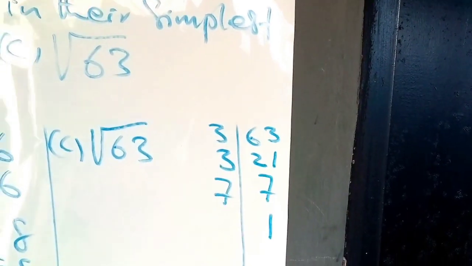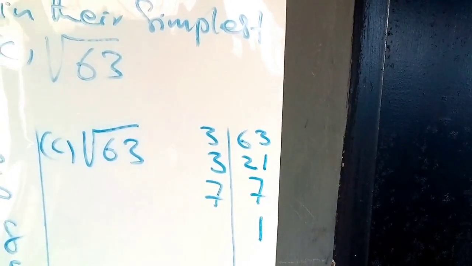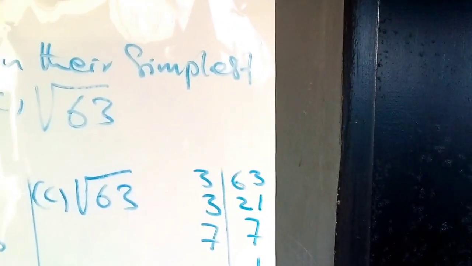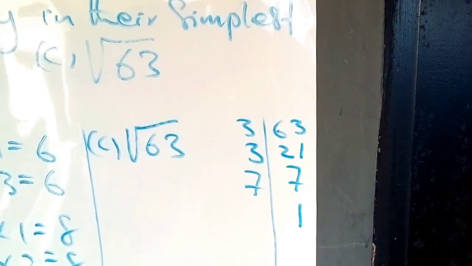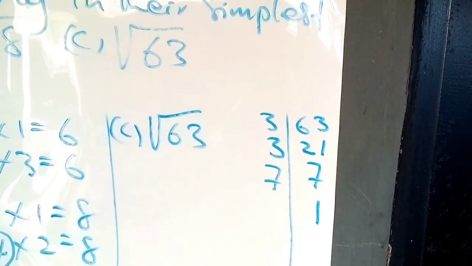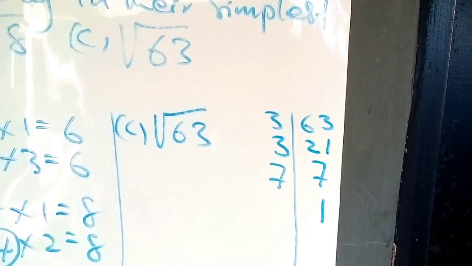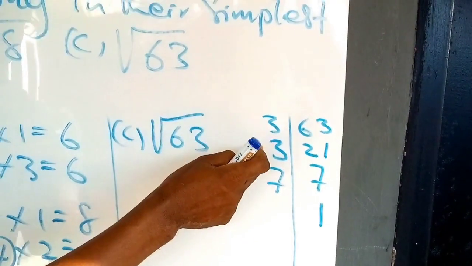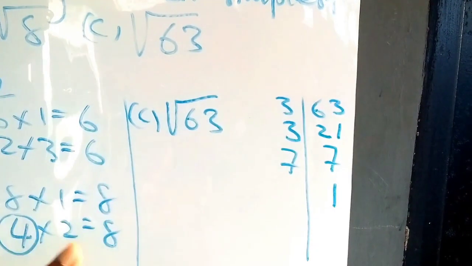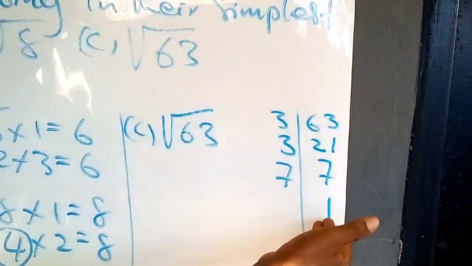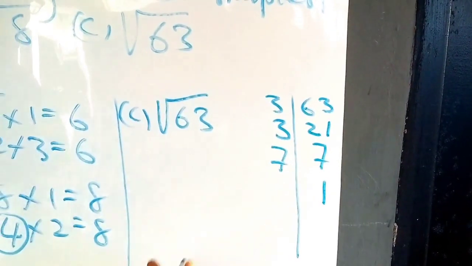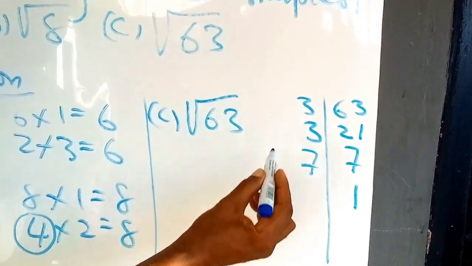So you now ask yourself, if you take a look at the numbers that are there, you have 63, you have 21, you have 7, and then you also have 3, 3, 7. So how do I know? Now, first of all, look at the numbers here. Is any perfect square here? No. So since there's no perfect square, you don't bother about this side. You come to this side. Ask yourself, can I get the perfect square here? Yes, I can.